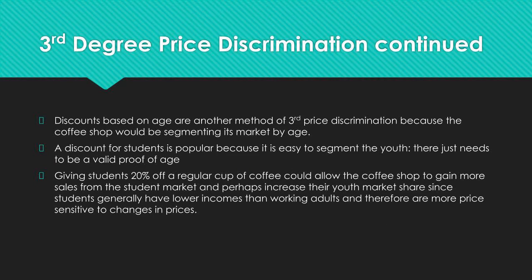Discounts based on age are another method of third-degree price discrimination because the coffee shop would be segmenting its market by age. A discount for students is popular because it is easy to segment the youth. There just needs to be some sort of valid proof of age. Giving students, say, 20% off a regular cup of coffee could allow the coffee shop to gain more sales from the student market and perhaps even increase their youth market share, since students generally have lower incomes than working adults and therefore are more price sensitive to changes in prices.